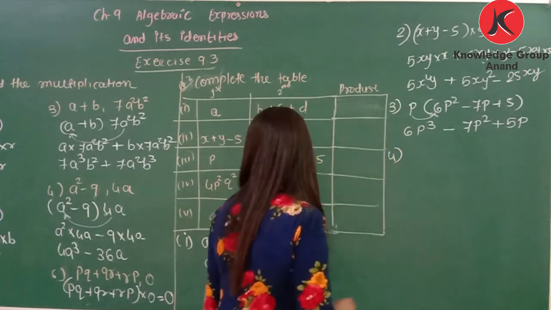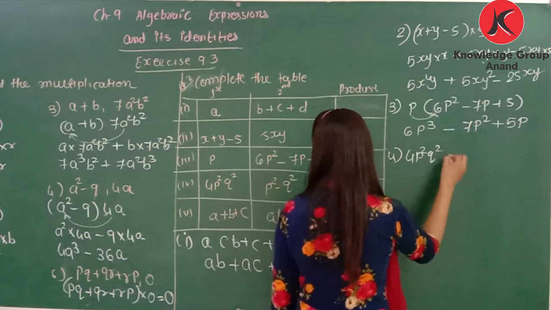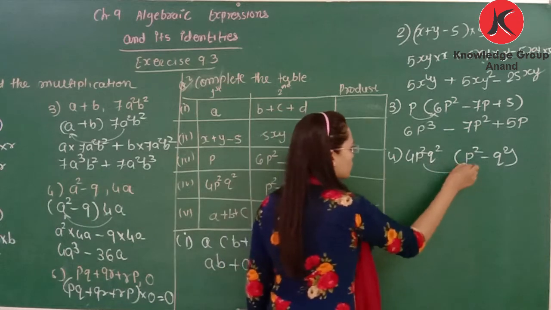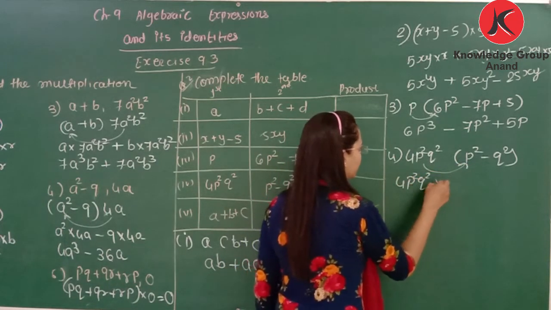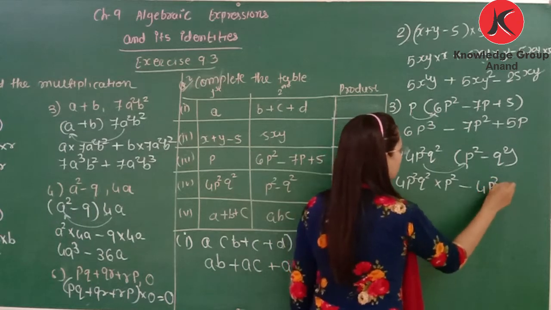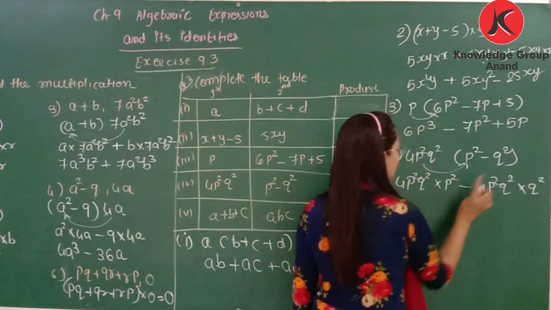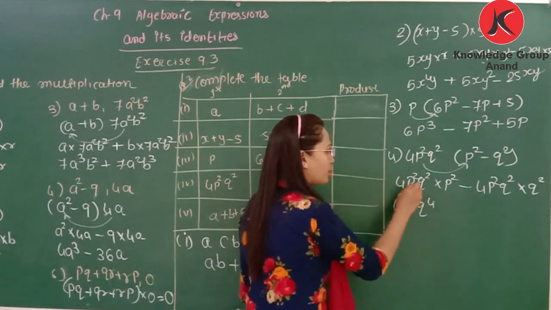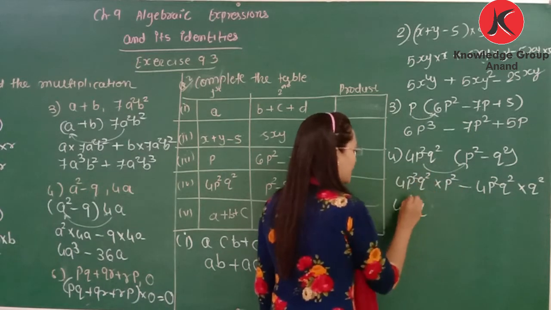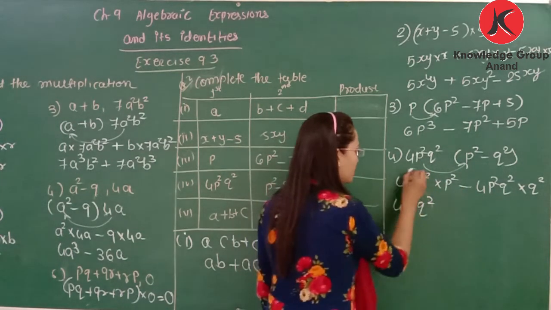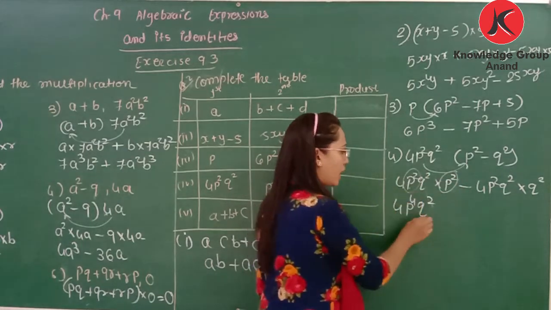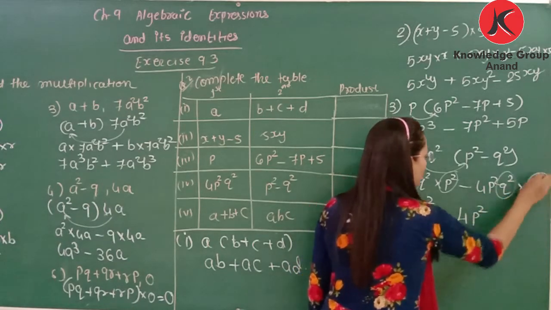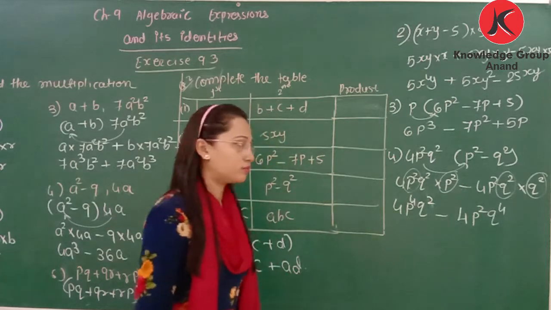Now fourth one, 4p square q square is multiplied with p square minus q square. So here 4p square q square is multiplied with p square, and 4p square q square is multiplied with q square. Here minus sign is there, so we write minus sign. Now 4p raised to 4 q square. Why? Because p square and p square become p raised to 4 and q square as it is. Minus 4p square as it is. Now q square and q square become q raised to 4.